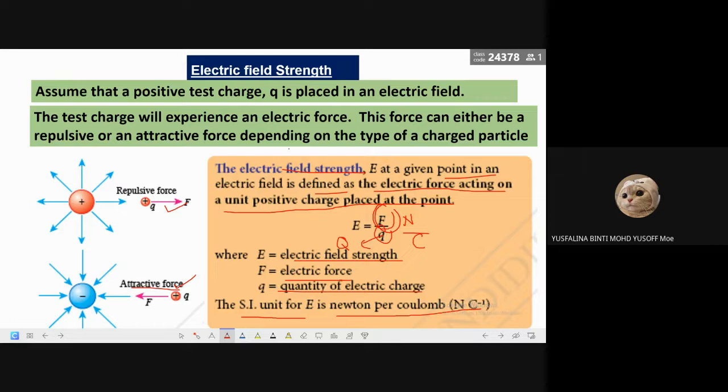The test charge will experience an electric force. This force can be either repulsive or attractive depending on the type of charged particle. Let's say we put the positive near the positive, it will repel. Positive to negative, it will attract. So it depends on whether positive or negative. This is the first formula.